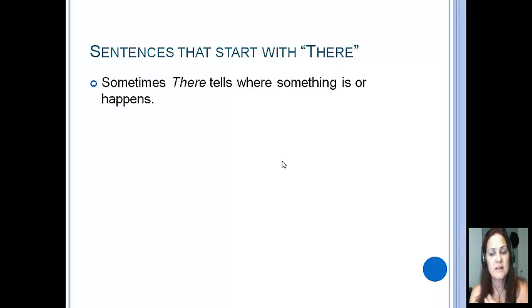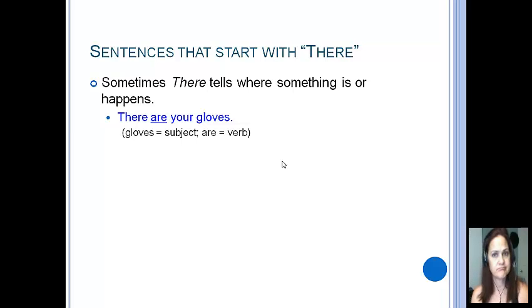So let's look at one that is a particular challenge in finding the subject, and that's sentences that begin with there. Sometimes the word there tells where something is or happens. Example, there are your gloves. Okay. Are is my verb, what are, gloves are. So gloves is my subject, are is my verb.